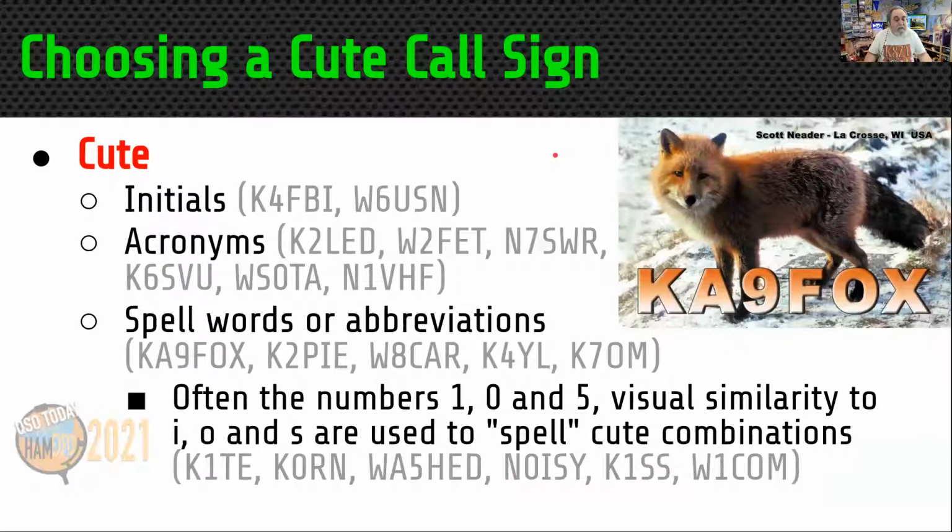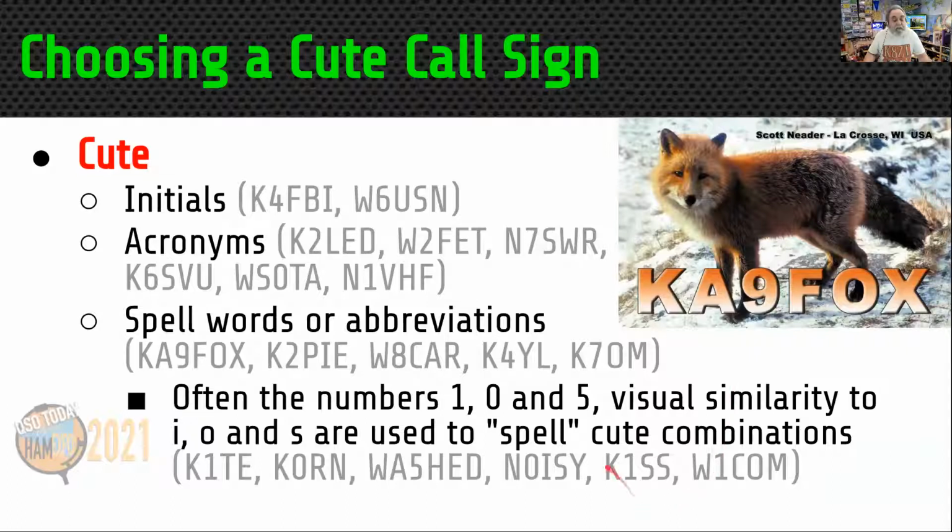Some other cute examples might be initials, K4 FBI, W6 USN. Could be acronyms: LED, FET, SWR, SVU, OTA, VHF. Again, depending on what activities you're involved in, they might be something that would be interesting visually or phonetically as acronyms. They can spell words or abbreviations like K9 Fox, or K2 Pi, or W8 Car, or K4YL, or K7OM. These would all be examples of cute call signs that spell words or abbreviations.